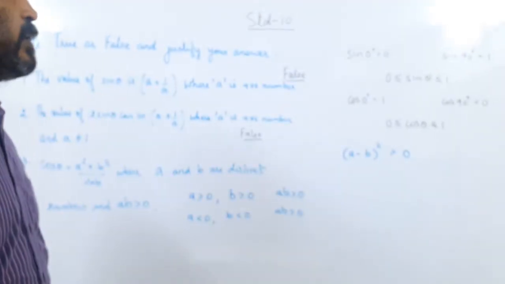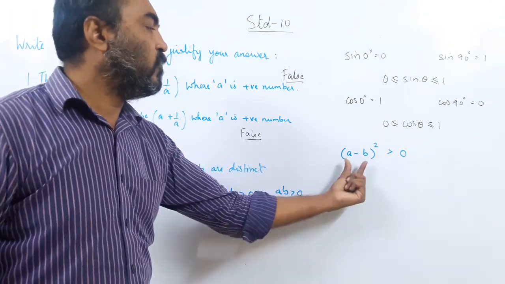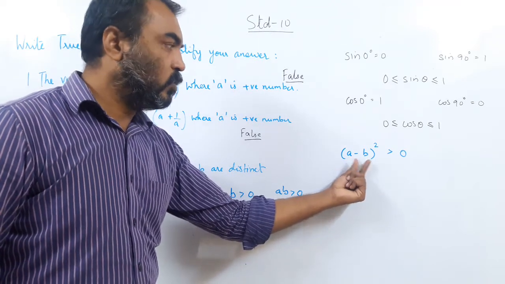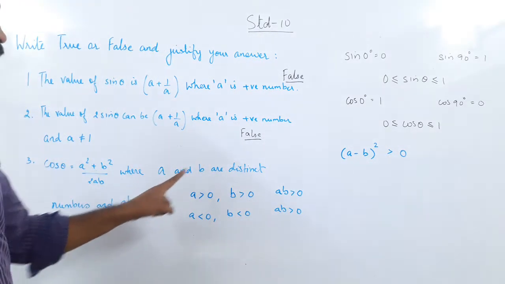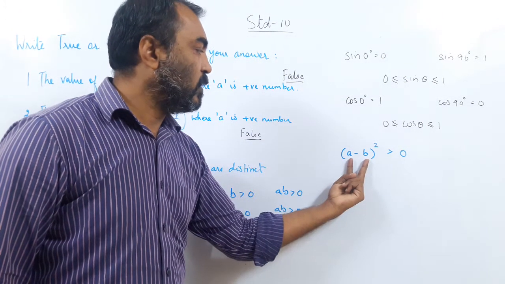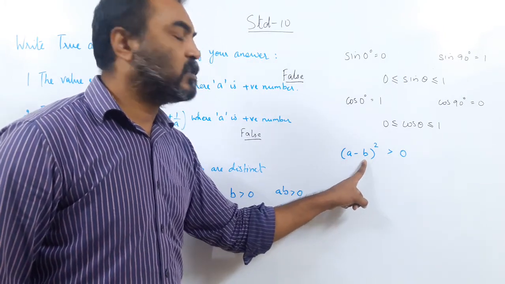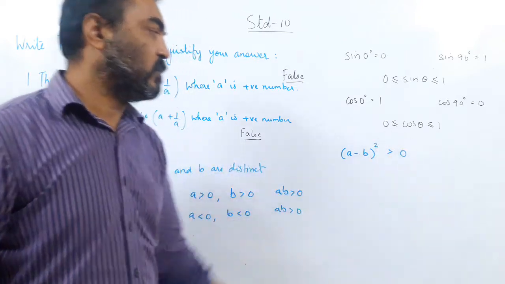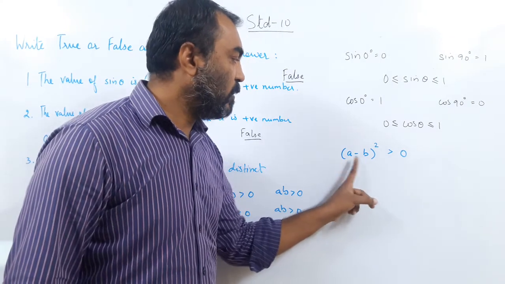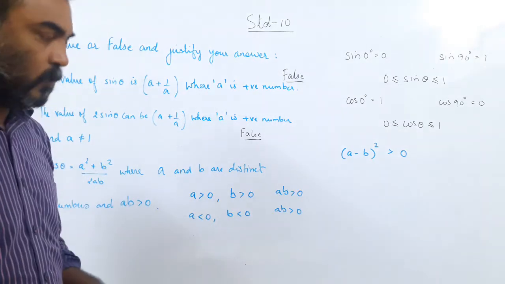So they can never be 0. Why can they never be 0? A minus b the whole square can be 0 only if a is equal to b. When a is equal to b, a minus b is 0, the square is 0. But they have given a and b are distinct numbers. So it cannot be 0. Now a and b are separate numbers. If a is greater than b, then a minus b is positive, the square will be positive, meaning greater than 0. If a is less than b, then a minus b will be negative, but the square will still be greater than 0. So this is the condition we have.